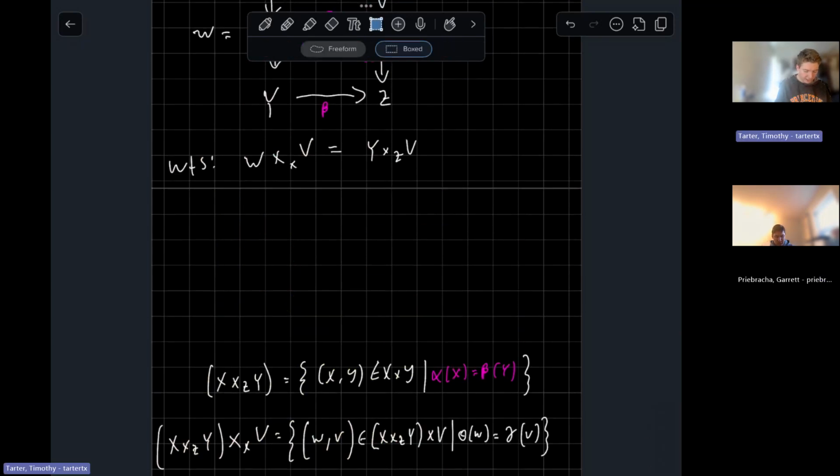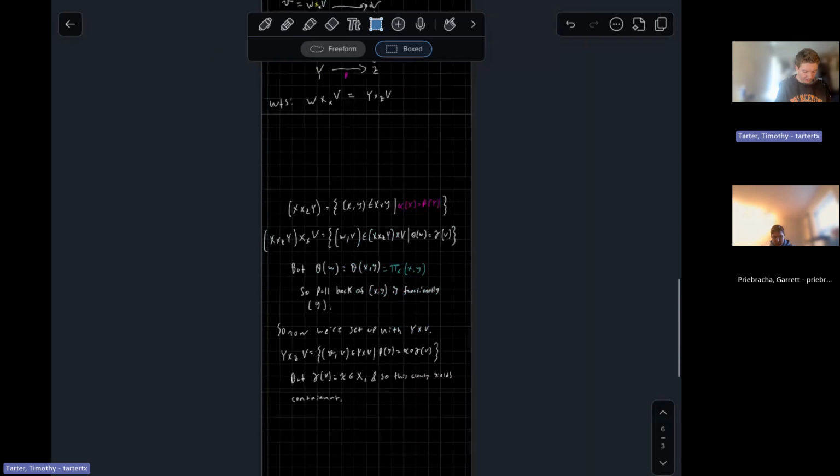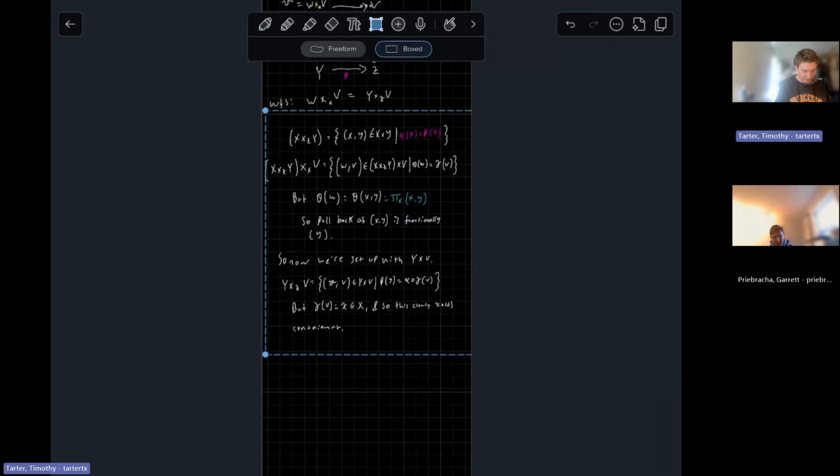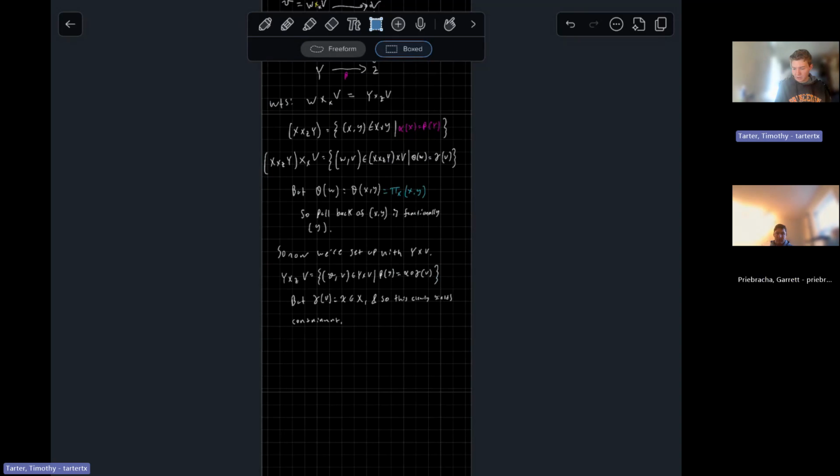Okay. I kind of hand waved a little at the end there. I think it's okay. I really want to get to Yoneda's Lemma today. So I'm going to speed this up a little bit.